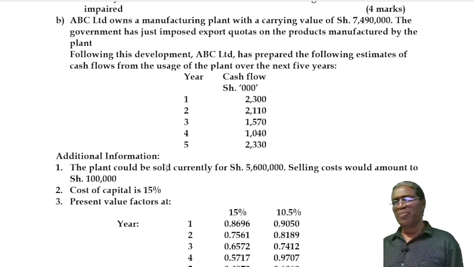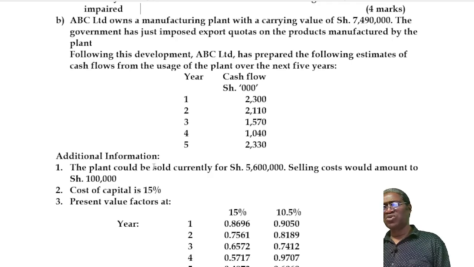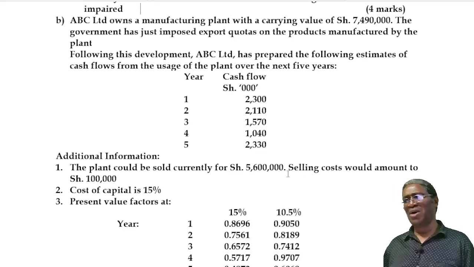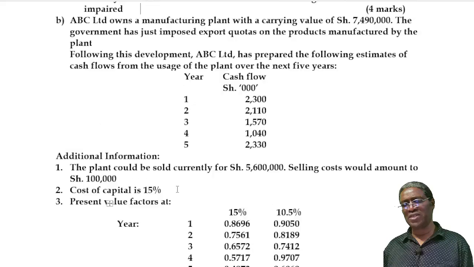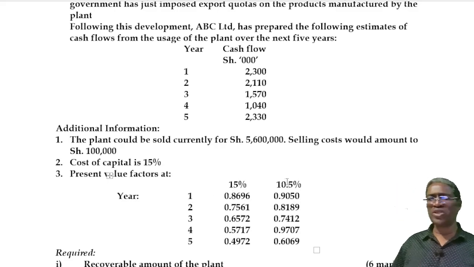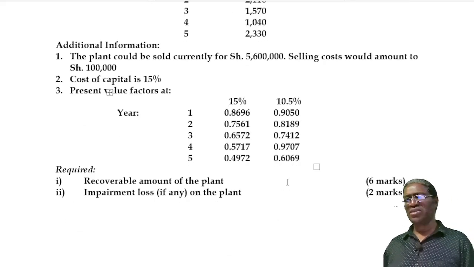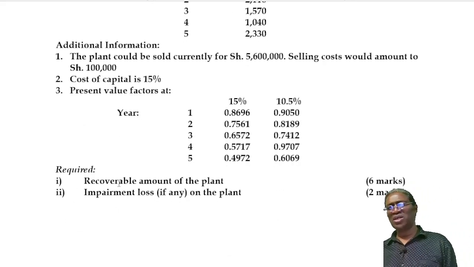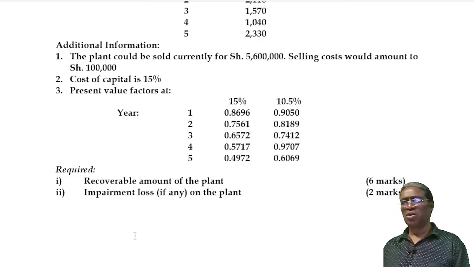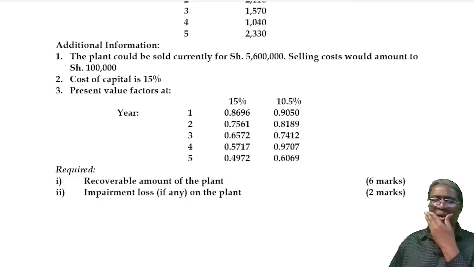Number 1, the plant could currently be sold. The plant could be sold currently for 5.6 million. The selling cost would amount to 100,000. Number 2, cost of capital is 15%. Then you are given the present value factors. You are given a column for 15% and a column for 10.5. Then you are required, number 1, recoverable amount of the plant. Number 2, impairment loss, if any, of the plant.